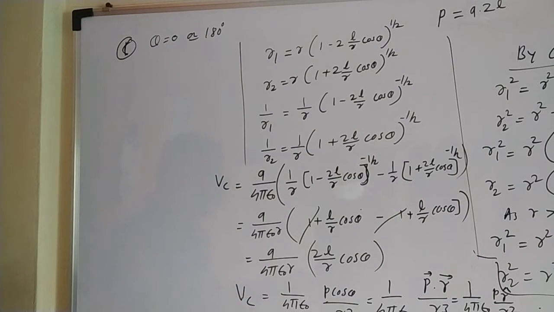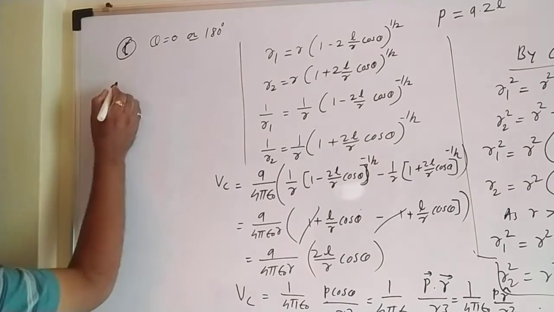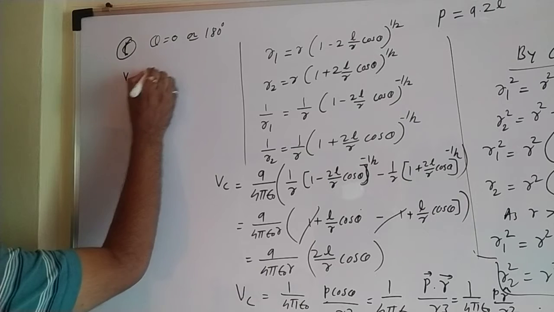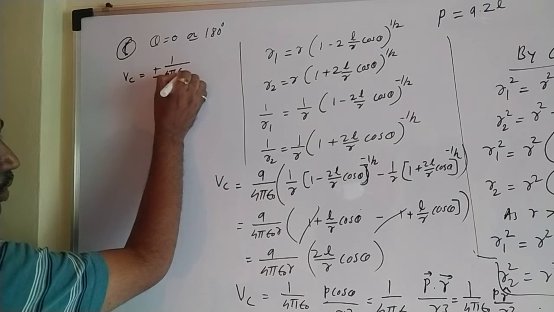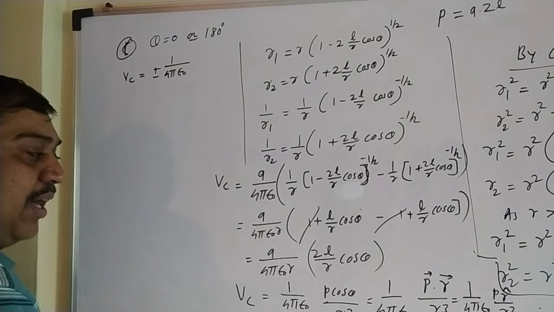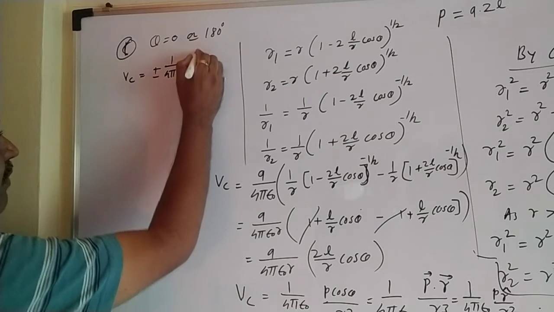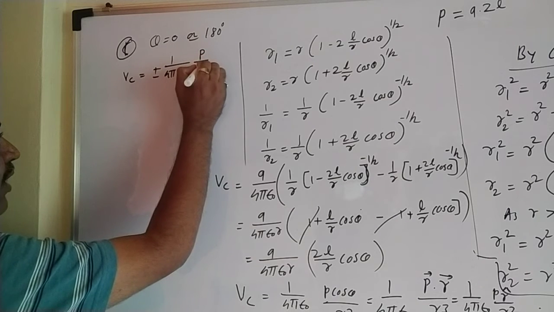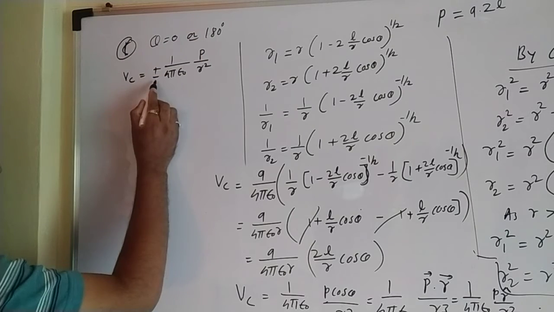What is the cos of 0? Plus 1. What is cos of 180? Minus 1. Then what we get? Vc equal to plus minus 1 divided by 4 pi epsilon 0, p divided by r square. Because cos 0 is plus 1, cos 180 is minus 1.